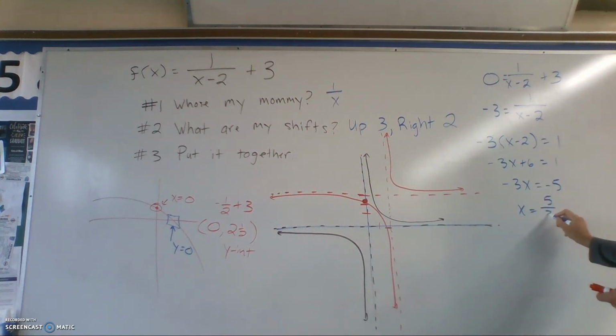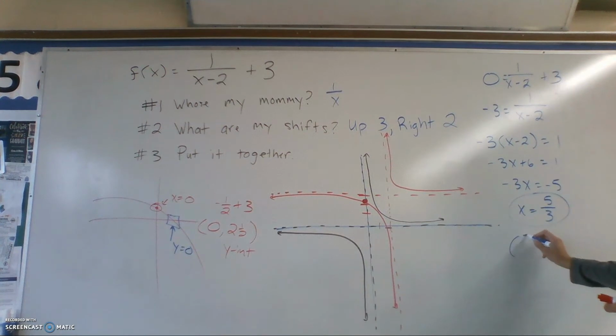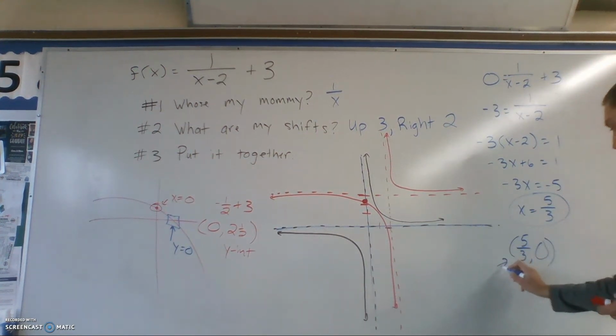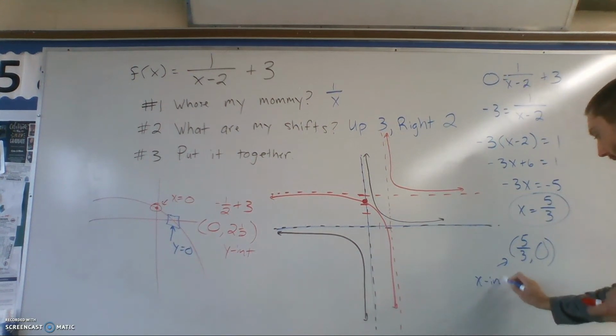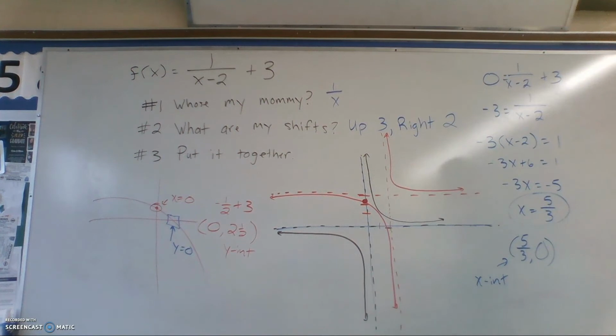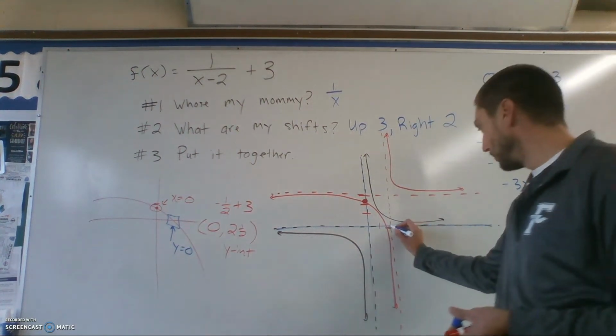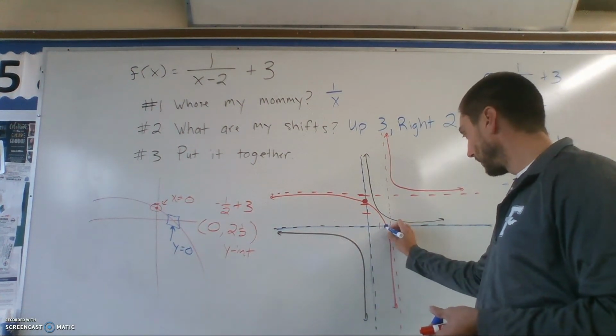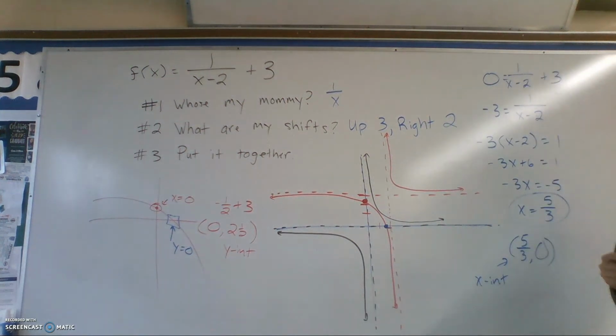Divide by negative 3. So x equals 5/3. So this means that I have an x-intercept at (5/3, 0). And if I look, what is 5/3? 5/3 is 1 2/3, so more than 1 but less than 2. And if we look at my graph, that's right about where that was.